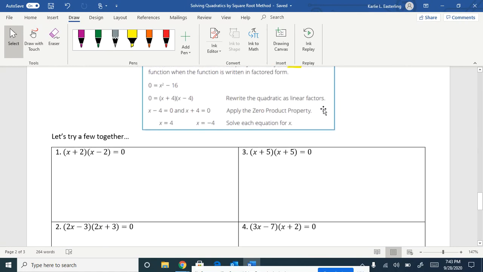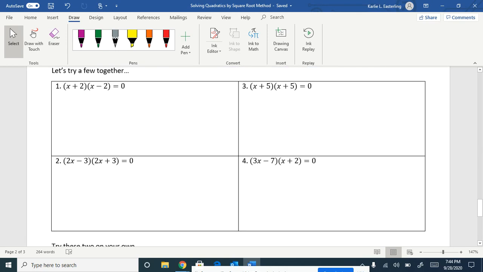So you're going to rewrite the quadratics as linear factors. That's already done for you on these. And then you're going to apply the zero product property. So you're going to write each factor equal to 0, and then you're going to solve for x. We're going to do a couple together, and then on the try-it ones I'll help you out a little bit to get there.